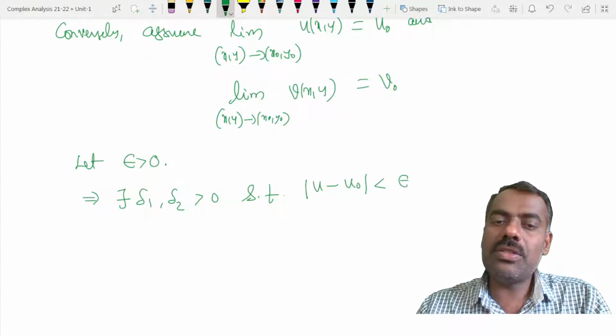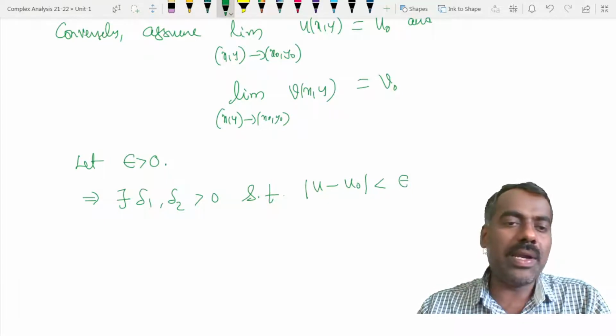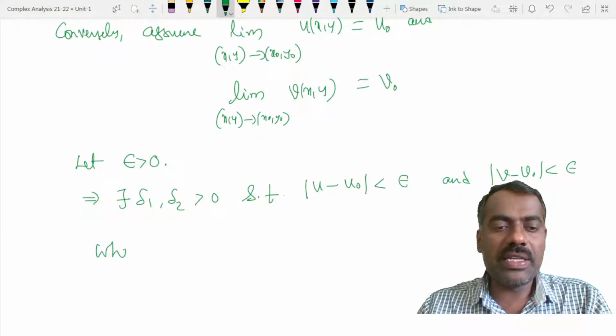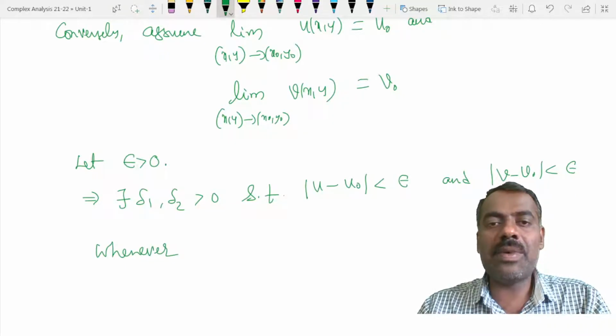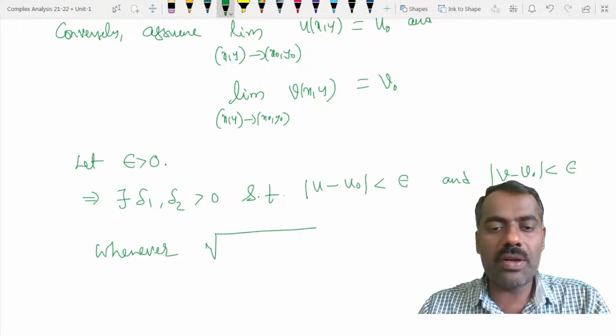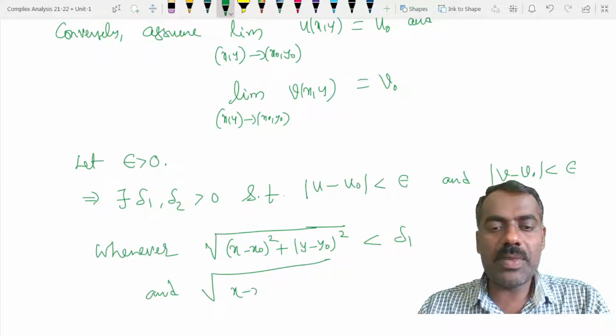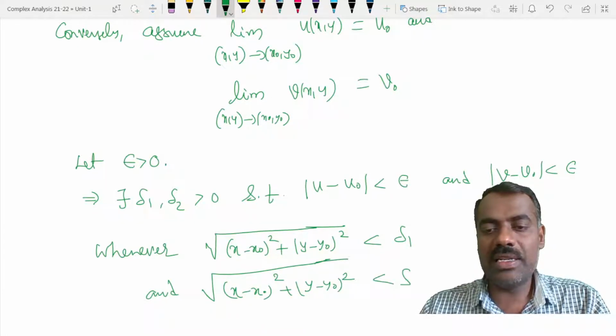If you want you can take epsilon by 2, but you can take epsilon also, there is no problem. And similarly |v − v naught| is less than epsilon whenever, because both are same, the distance between (x, y) and (x naught, y naught), which is the square root of (x − x naught) whole square plus (y − y naught) whole square, is less than delta 1 and delta 2.